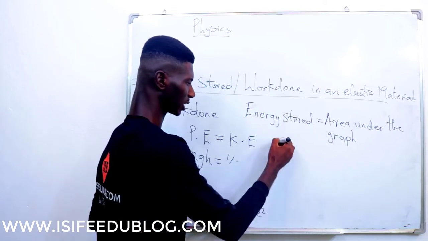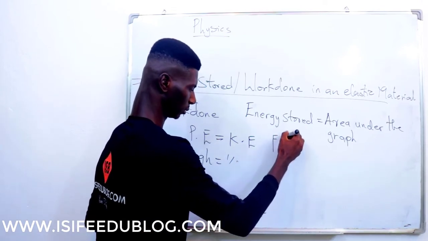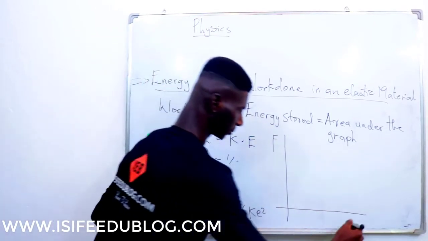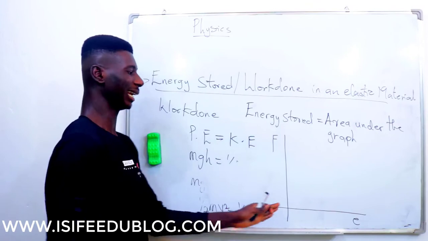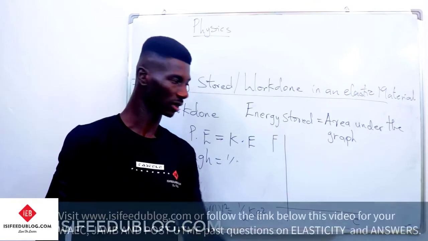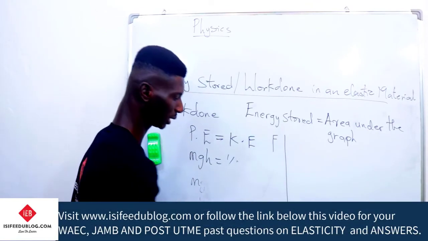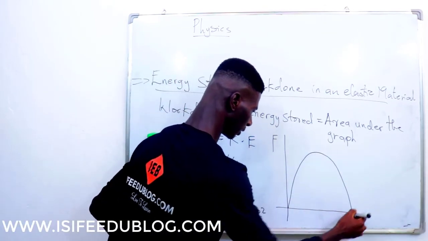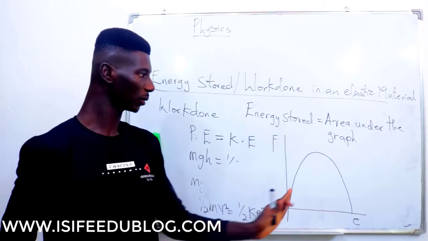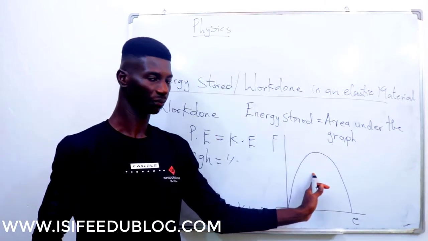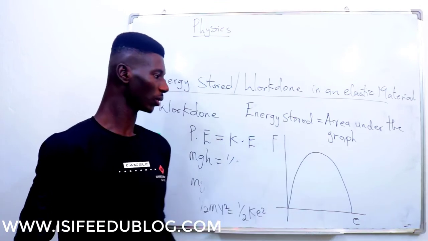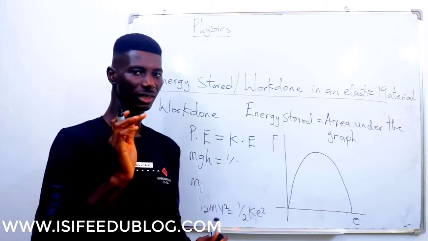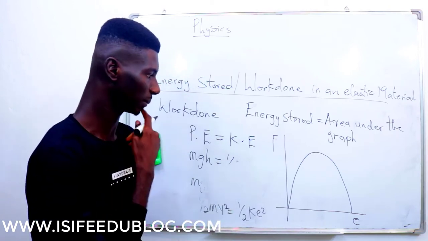If in practical aspect you are plotting force against extension, anything the graph forms is what you are going to solve. Now let's say that the graph forms something of this nature. Now if the graph forms this diagram, the work done or the energy stored has a different formula. The energy stored when you are talking about a graph is not constant. It depends on the shape of the graph.